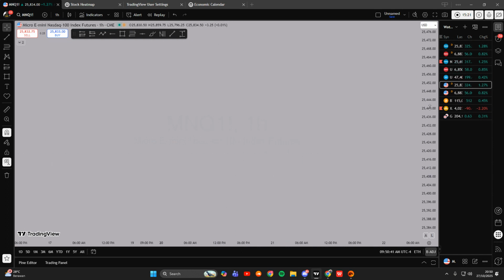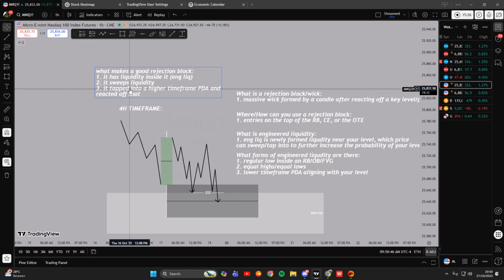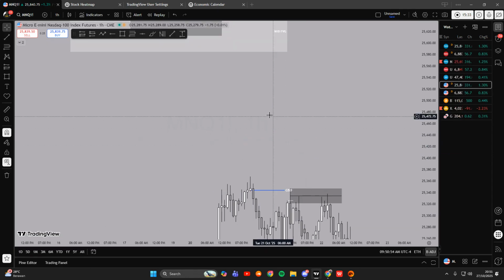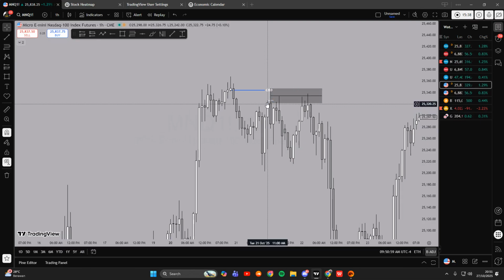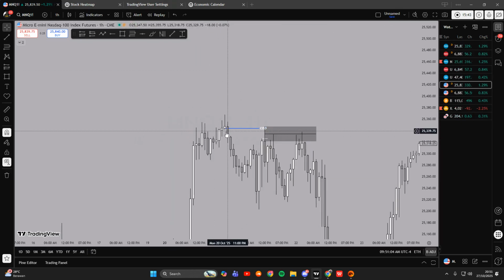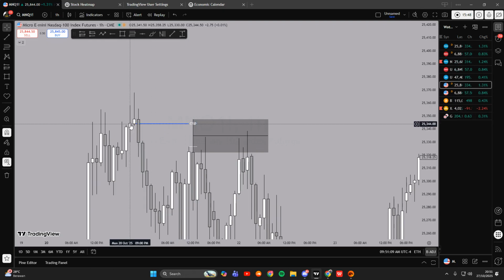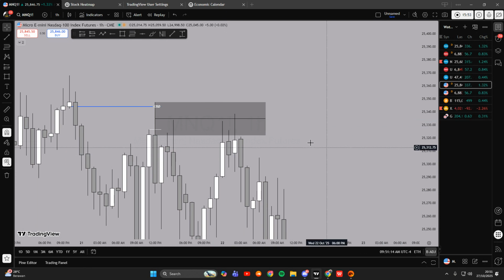So what I've made for you guys is basically just a checklist. Has liquidity inside it? Let's check. We got liquidity right here. Both of these highs act as liquidity. Sweeps liquidity. Yes, it indeed swept liquidity before. Tapped into a higher time frame PD array and reacted off that. We see that it did do that. Reacted off this order block. So 5 minute time frame. Keep that in mind.